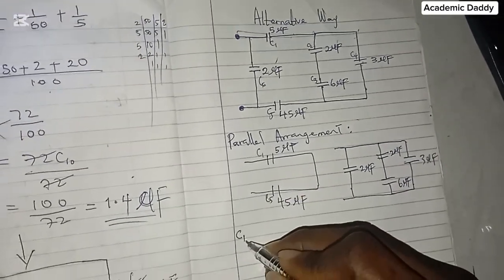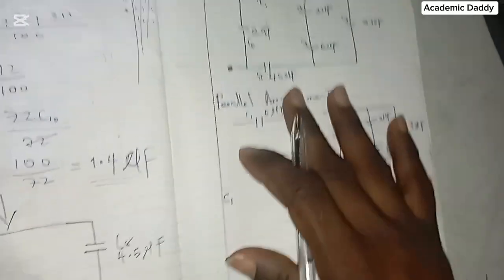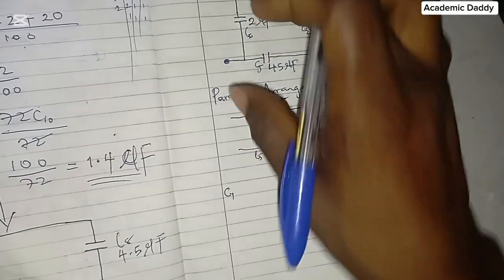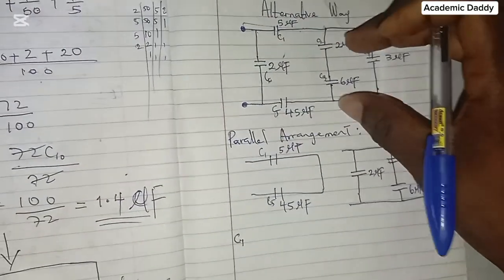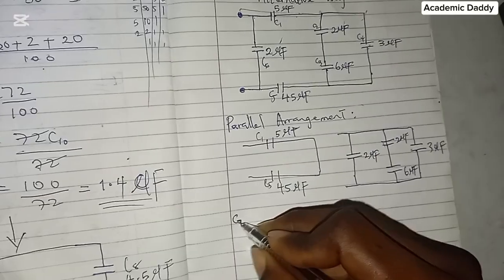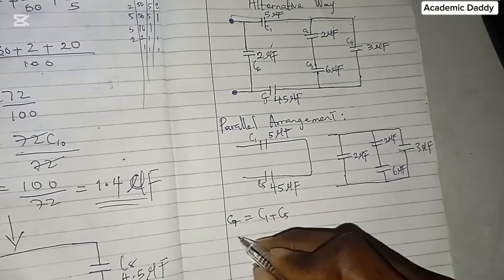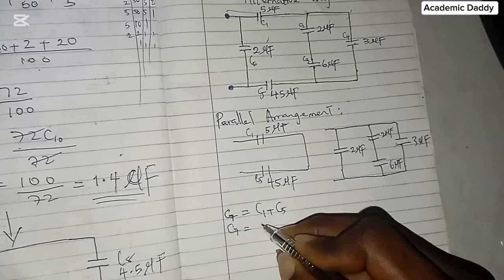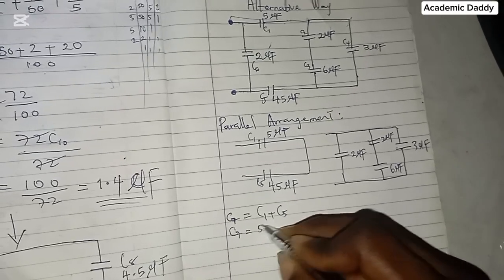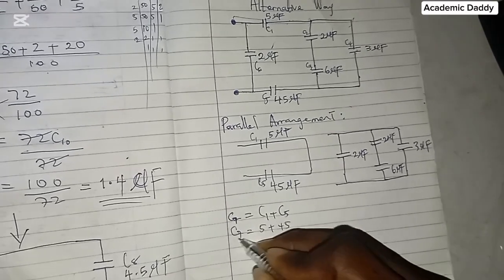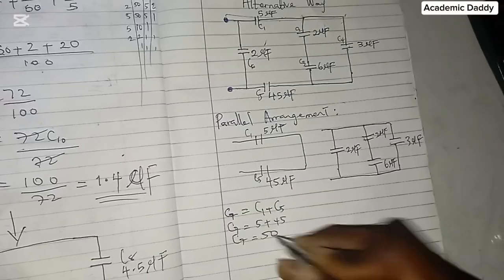So to get the C7, anything you are getting as capacitance, the next one after what you've counted on the main circuit is the next capacitance. So C7 will simply be equals to C1 plus C5, which means that C7 will simply be equals to 5 plus 45. So C7 will simply be equals to 50.